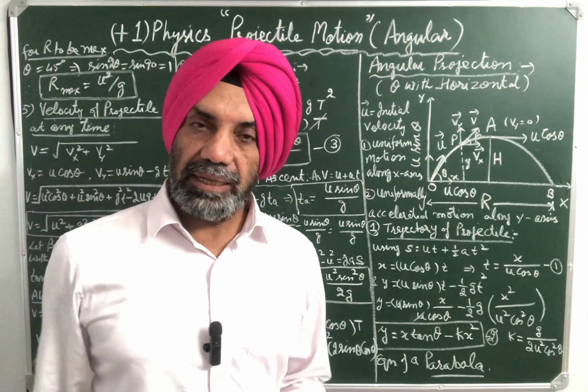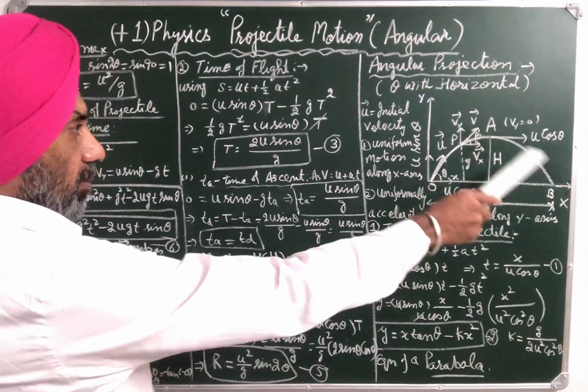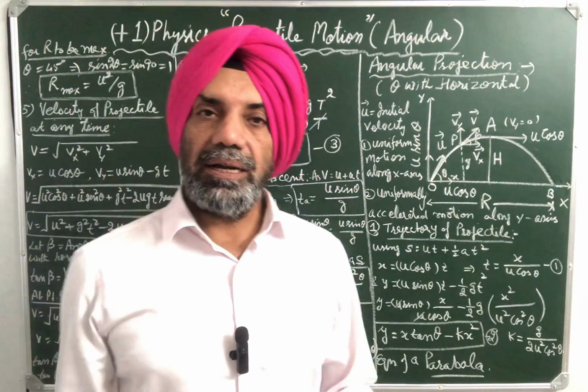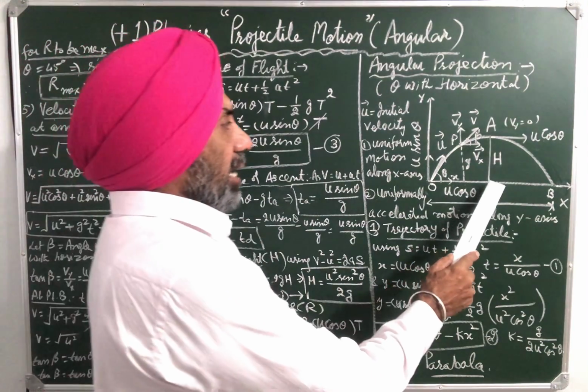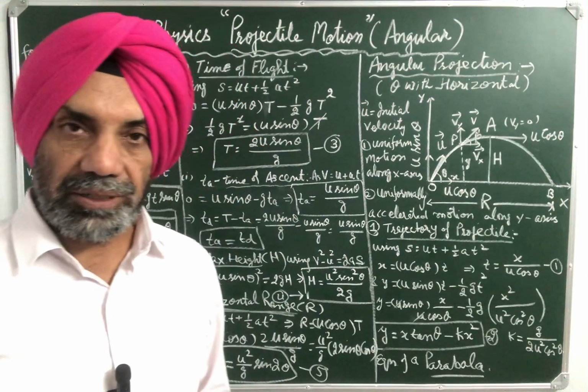Neglecting air resistance. So time of ascent is equal to time of descent. Then we have to find maximum height. Maximum height attained by the projectile from the level of projection is h.